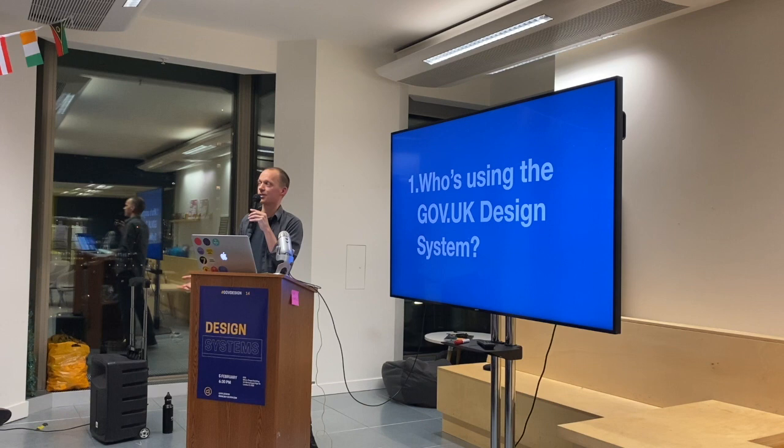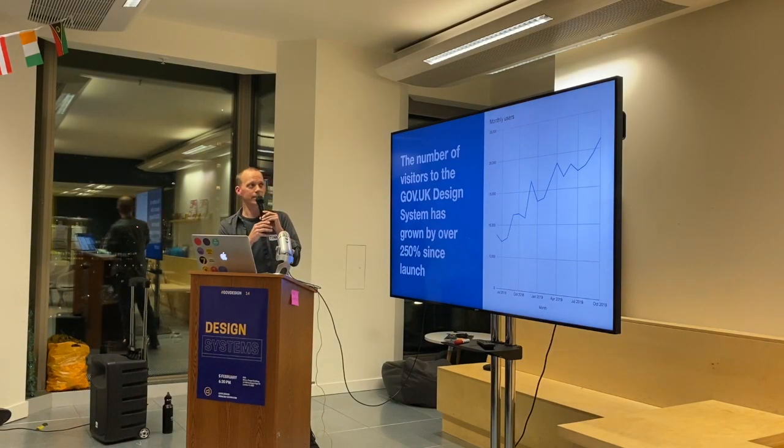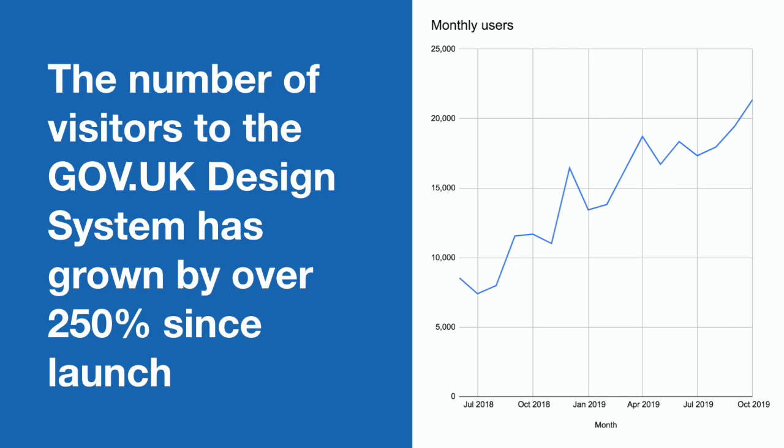Maybe we can use that as a proxy for usage. So we looked at our Google Analytics, and that graph is from launch, mid-2018, until the end of last year. It's a good graph because it shows that usage has grown by over 250% since we launched.